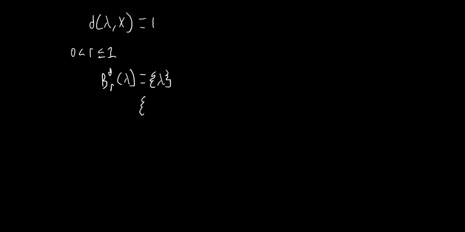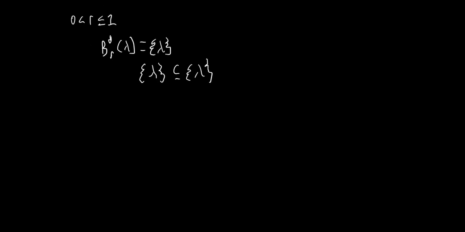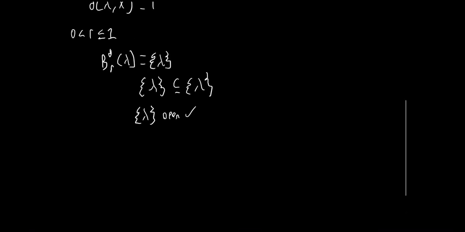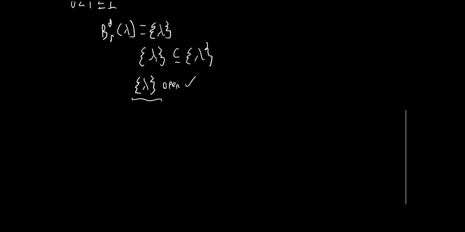Now, the singleton set is clearly a subset of itself. So because of this, the singleton set lambda contains an open ball around all of its points. So this is open. It's open in the discrete metric sense, and we already know that this set is in the discrete topology. So therefore, we have discovered that this set is open in the discrete metric sense. Therefore, this part of the discrete metric will generate the singleton sets in the discrete topology.